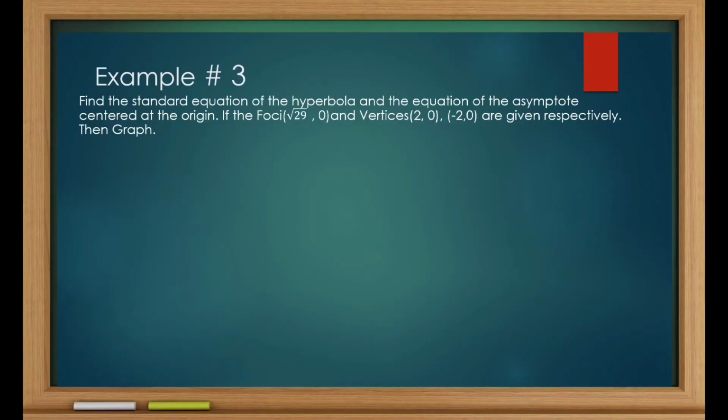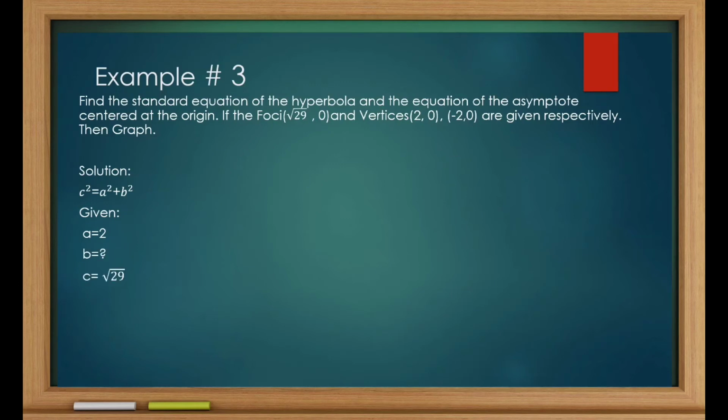The question is, find the standard equation of the hyperbola and the equation of the asymptotes centered at the origin if the foci is square root of 29, 0, and the vertices are 2, 0 and negative 2, 0, respectively, then graph. Solution: using this formula, given are a, which is 2, b is not given, and c is square root of 29.